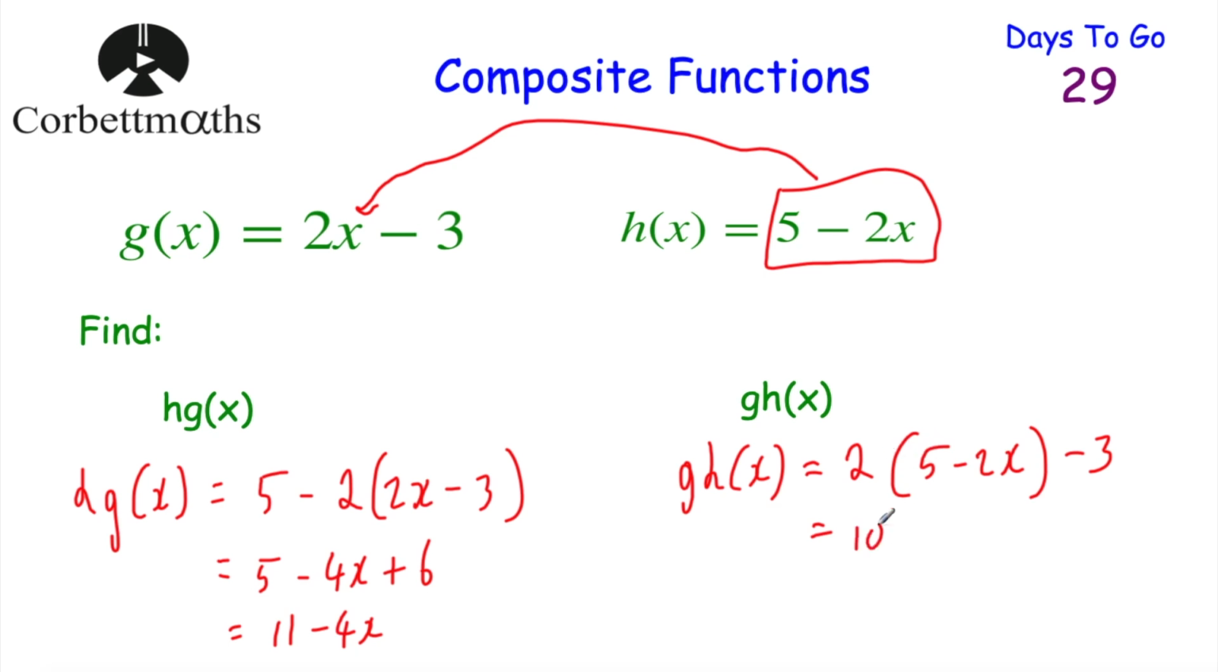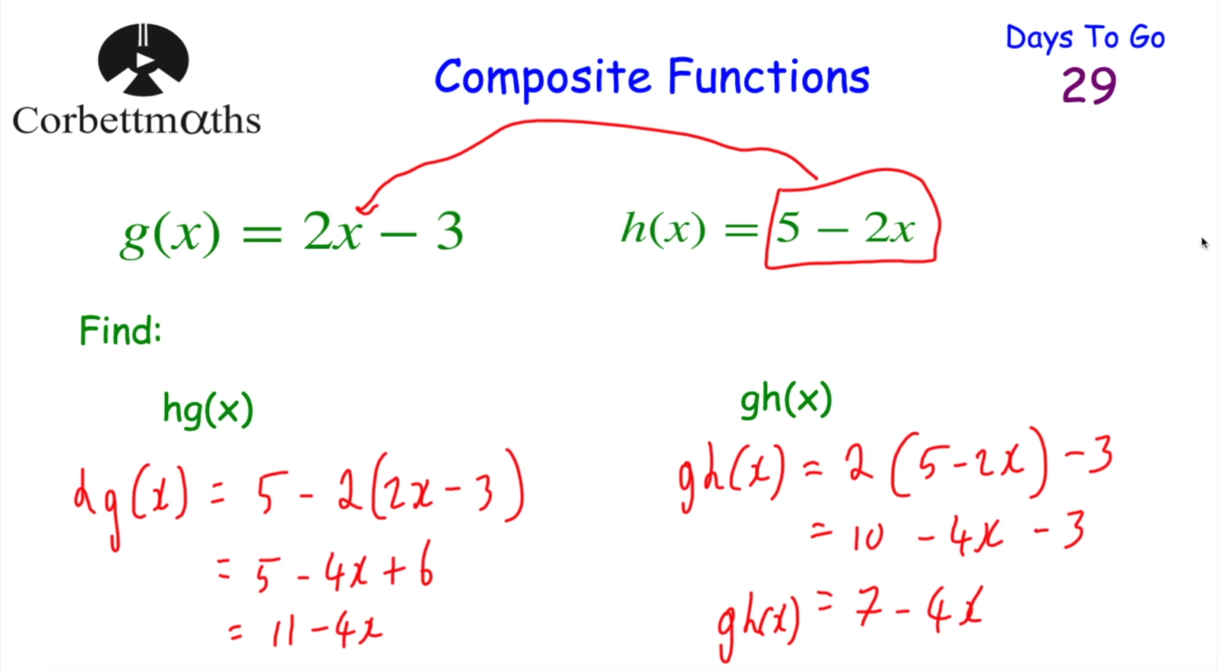2 times 5 is 10, and 2 times minus 2x would be minus 4x, and then we've still got our minus 3. And then if we simplify this, 10 minus 3 is 7, so we then get 7 minus 4x, and that's it. So gh of x would be equal to 7 minus 4x. And if you got those, well done.